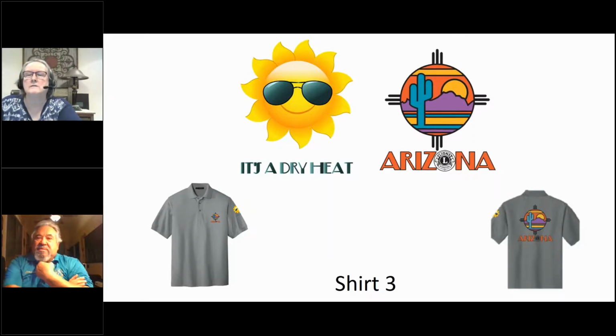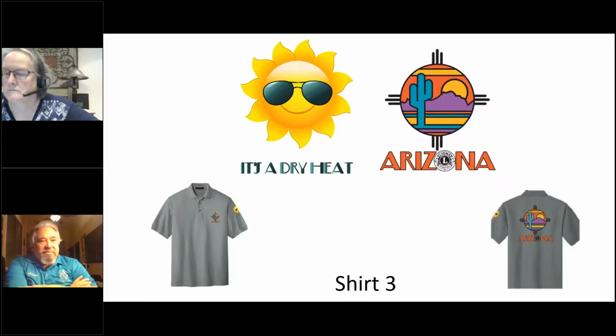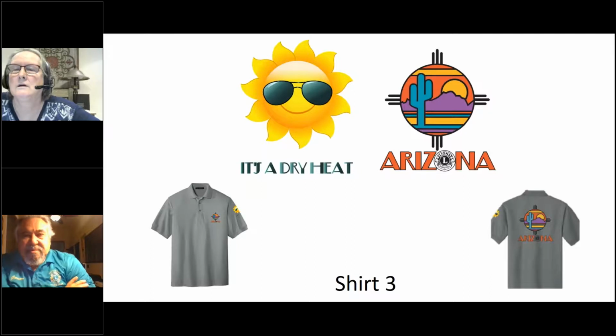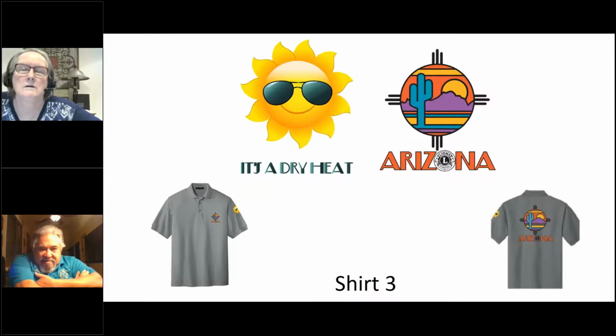There's a comment from Richard Hopkins. It said the wording on shirt 1 needs to be a lighter color so it's readable. And then the second comment is shirt number 3 is the best, but the logo is a New Mexico clone. Which logo? The one with the cactus and the sun on shirt number 3? Yeah.